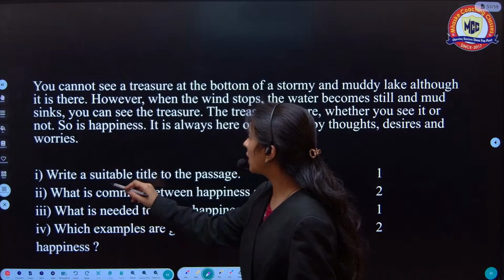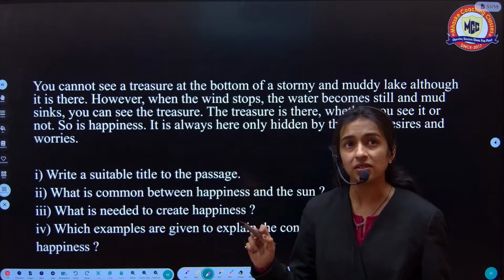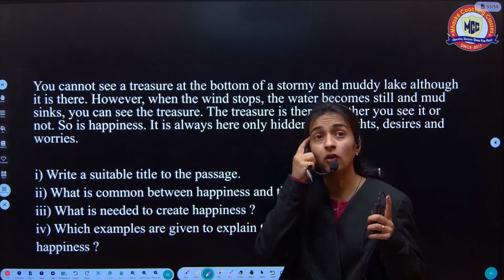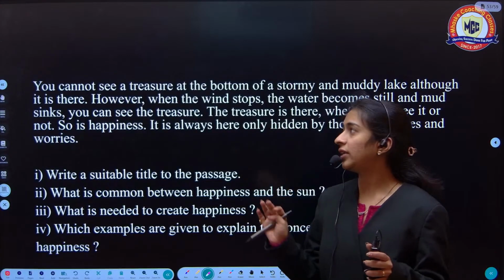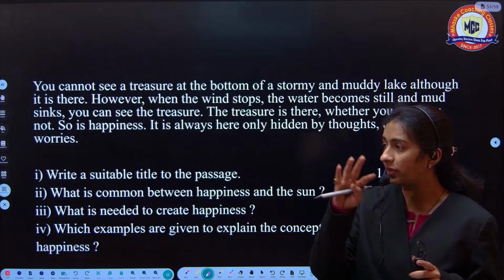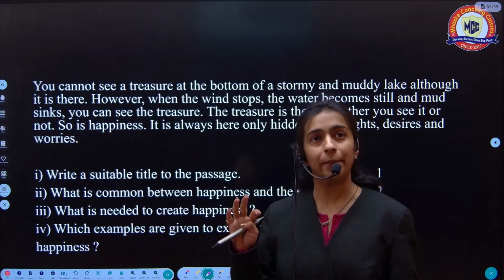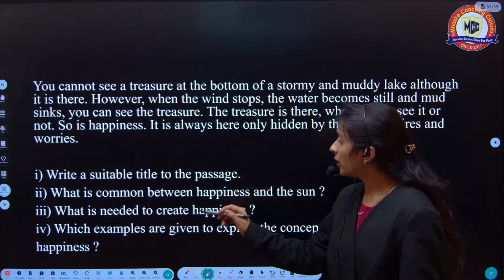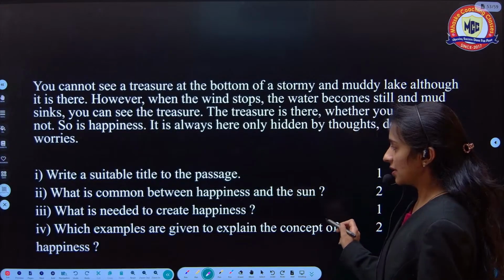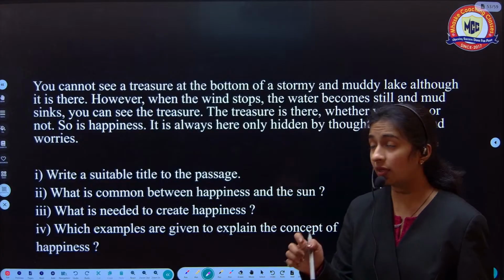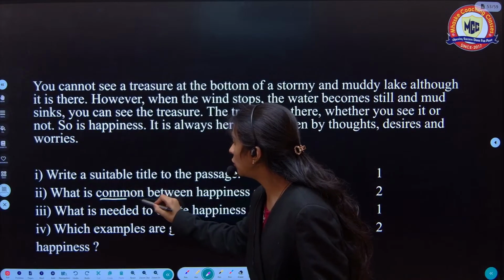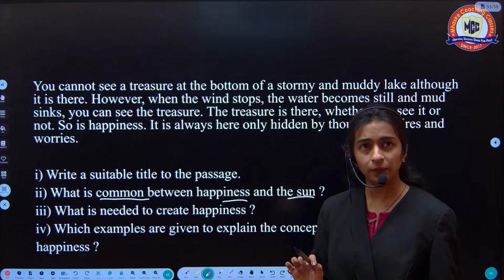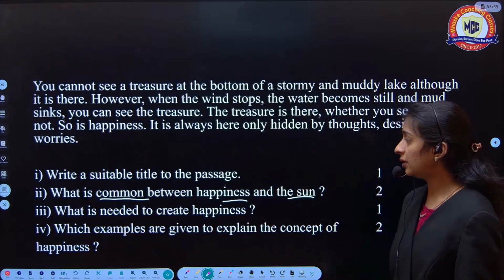Here is the question. Write a suitable title for this passage. So whenever you are reading the passage, you are going to think of a title. What title is suitable? For that, you need to know the theme of the passage. What is common between happiness and sun? So whenever you read a passage, make sure you find something common between happiness and sun. Okay? So keep that in your mind.